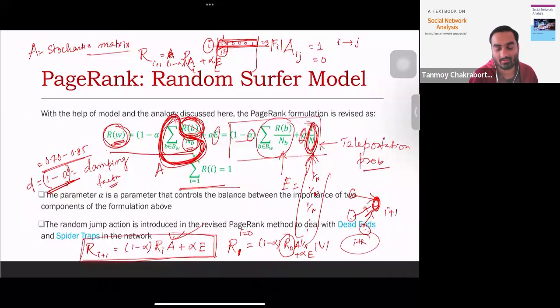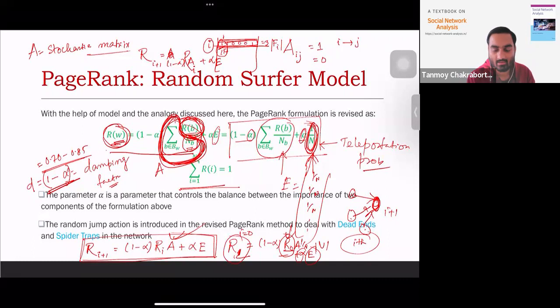Because it is also important that the sum of PageRank would be 1. So let's assume that everything is 1 by n. So you start with 1 by n, and then you get R1. Then you use R1 to get R2. You use R2 to get R3, and so on and so forth. Okay. Alpha is fixed. E is fixed. The changing factor is R0, Ri and Ri plus 1.